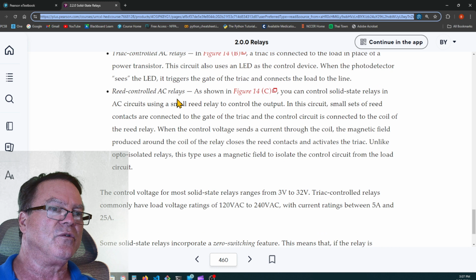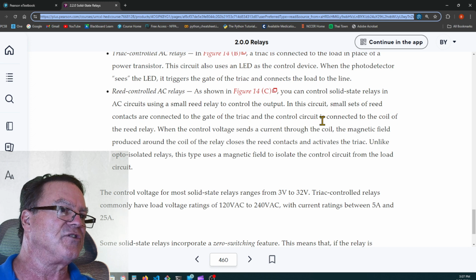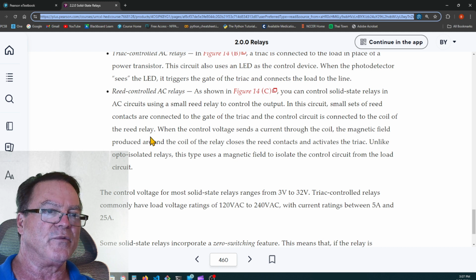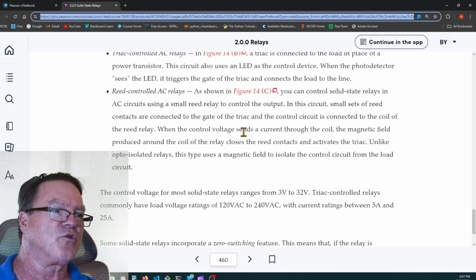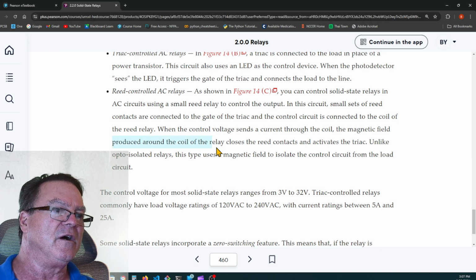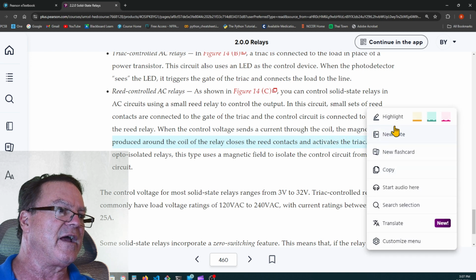And the reed-controlled AC relay, as shown in Figure 14C, you can control solid-state relays and AC circuits using a small reed relay to control the output. In this circuit, small sets of reed contacts are connected to the gate of the triac, and the control circuit is connected to the coil of the reed relay. When the control voltage sends current through the coil, the magnetic field produced around the coil of the relay closes the reed contacts and activates the triac.